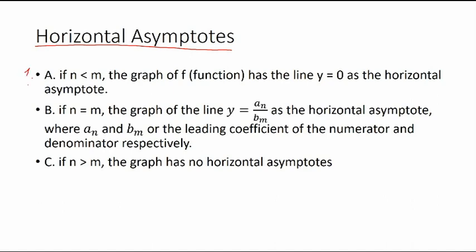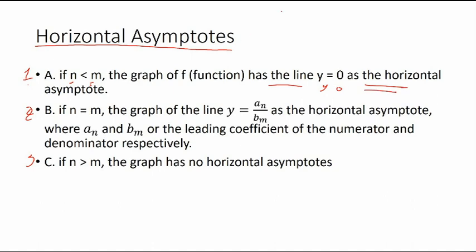So, 1, 2, 3. So, sa unang condition natin, if n is less than m, or the exponent of the numerator is less than the exponent of the denominator, then the graph of the function has the line y is equal to 0 as the horizontal asymptote.